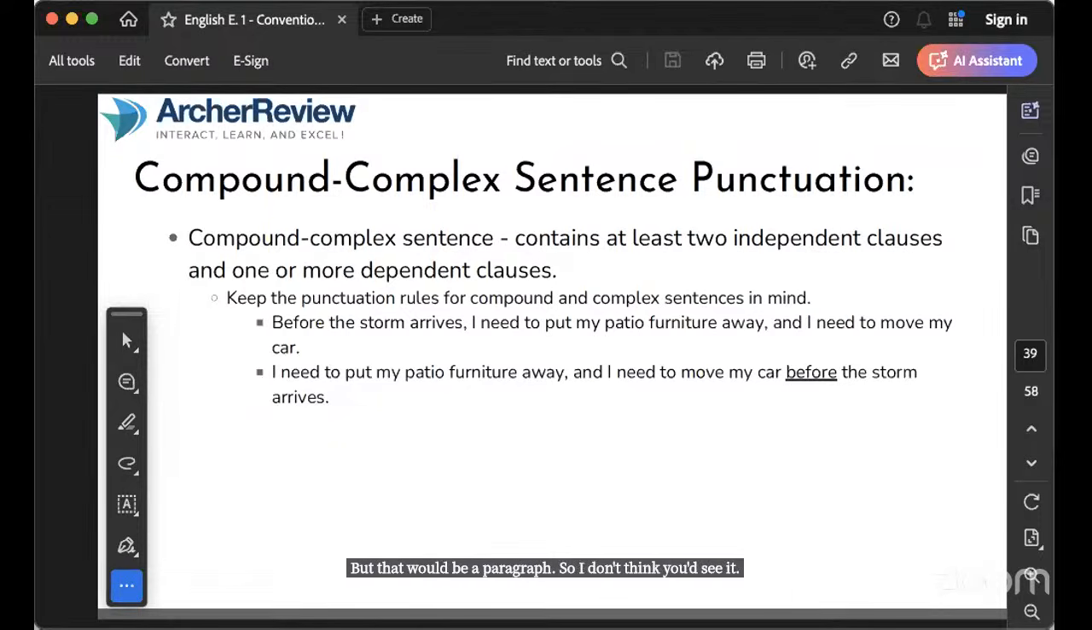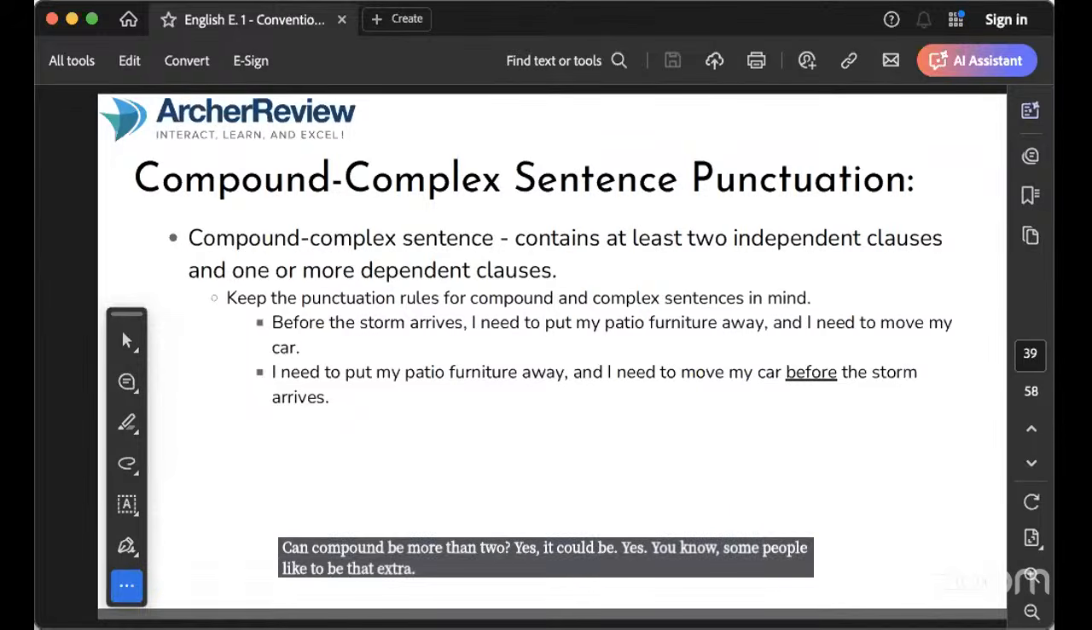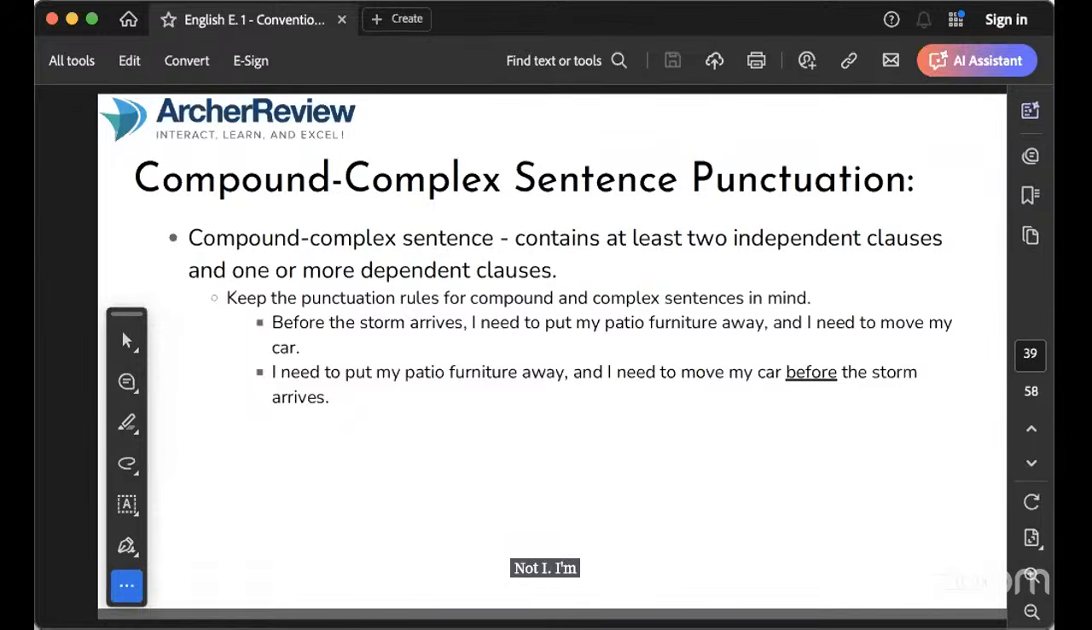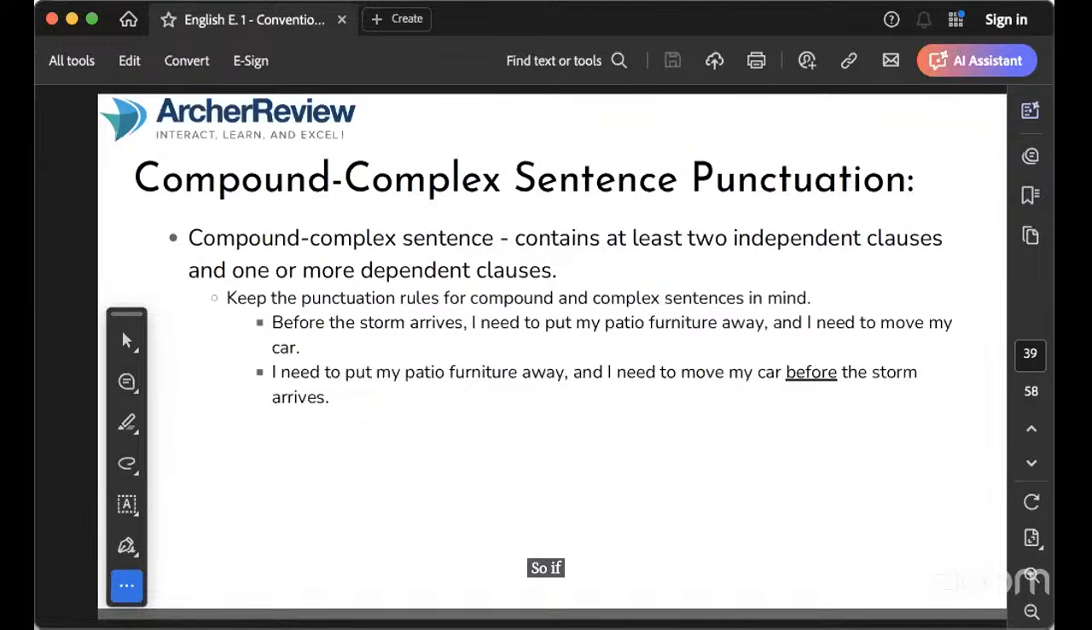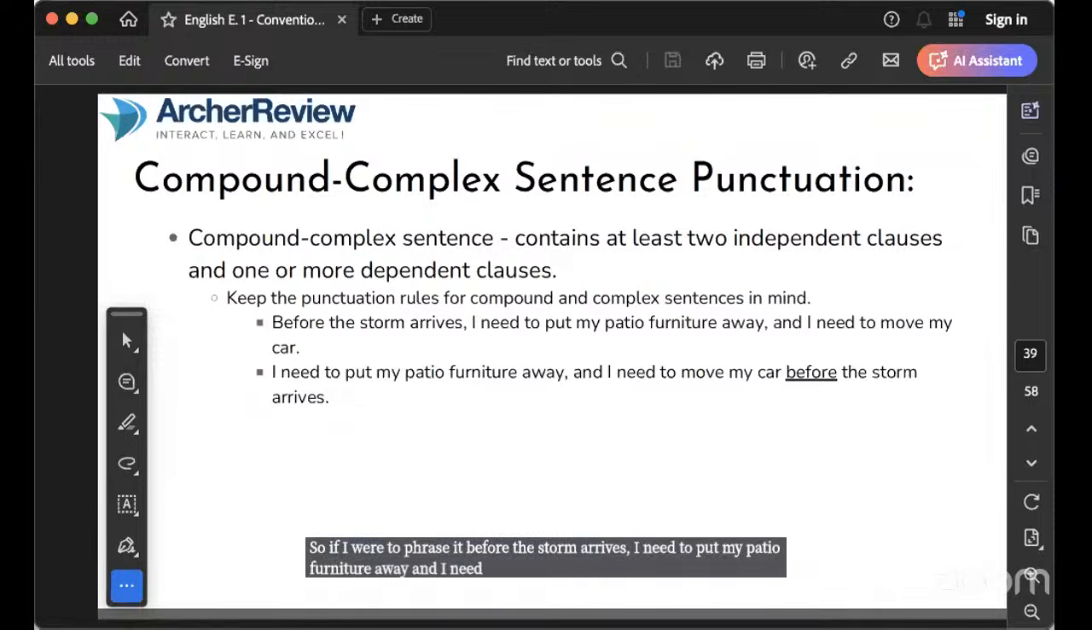Can compound be more than 2? Yes, it could be. You know, some people like to be that extra. Not I. I'm very simple. Well, I mean, I use compound complex sentences, but I just don't go that far beyond with it. So if I were to phrase it, before the storm arrives, I need to put my patio furniture away and I need to move my car.